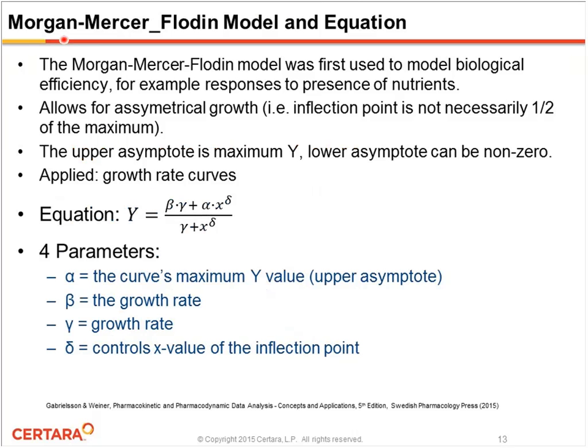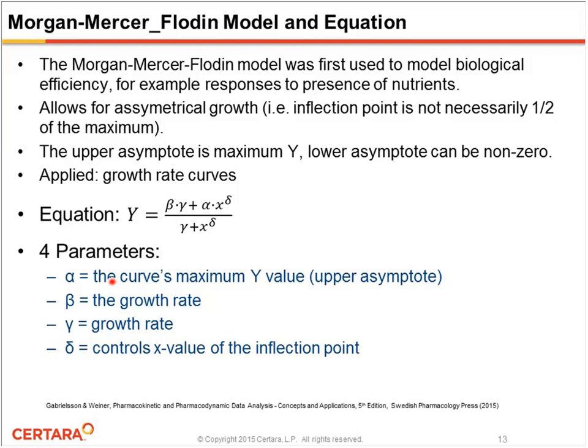The fifth model is the Mercer Flodin model. This was first used to model biological efficiency, for example, responses to the presence of certain nutrients. This model allows for asymmetrical growth, which basically means that the inflection point is not necessarily half of the maximum. It can occur elsewhere. The upper asymptote is maximum y, lower asymptote can be non-zero. This is also used in growth rates curves.